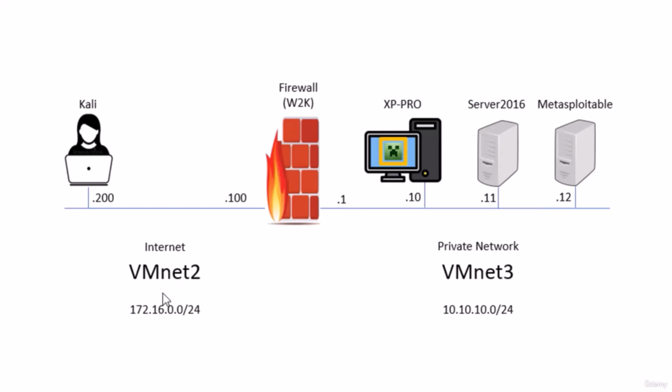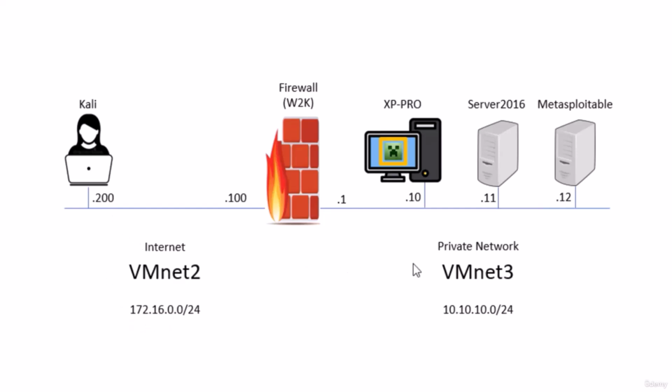On the outside is VMnet 2. That's our internet. On the inside is VMnet 3. That's the private network of the organization. Notice the IP addresses. The outside VMnet 2 is 172.16.0.0/24, 255.255.255.0.